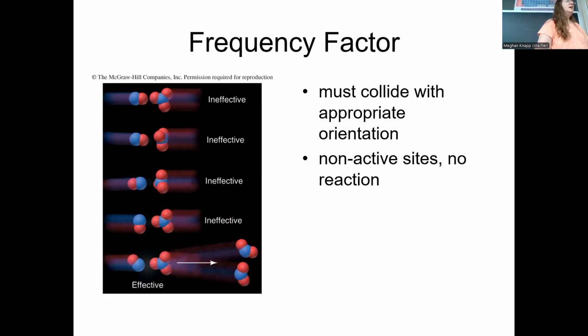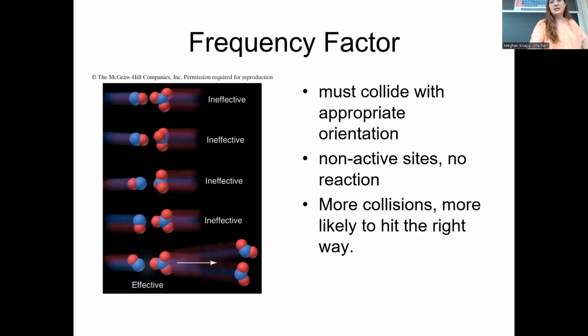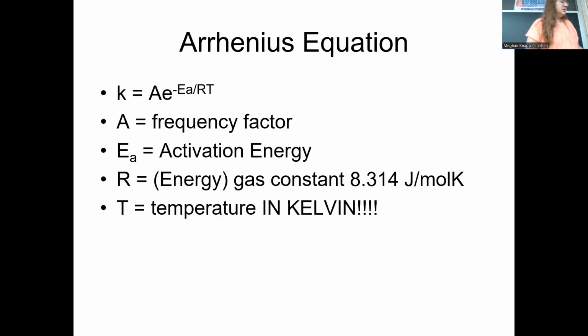If they're not colliding at their active sites, basically the places where the bond is going to form, there's not going to be a reaction. Okay, so we can put all of that together, as chemists like to do, into an equation. Okay, so this is the Arrhenius equation. This is going to be our last slide. The Arrhenius equation looks like this.